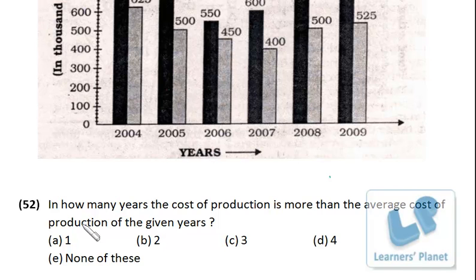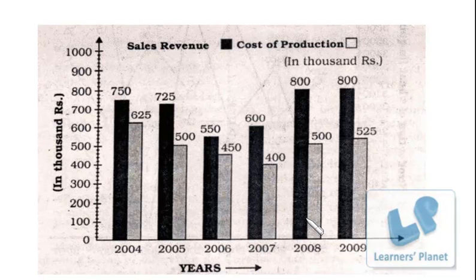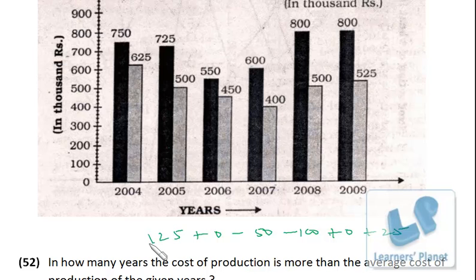Okay, next is, in how many years is the cost of production more than the average cost of production of the given years? So first of all, we need to find out the average cost of production, right? That means we have to find out the average of these light shade bars. Okay, so I assume it to be 500, then just take the deviation. So it's 125, 0, minus 50, minus 100, 0 and 25. Okay, so it is 125 and 25, 150 minus 150, 0 deviation, that means average is 500.